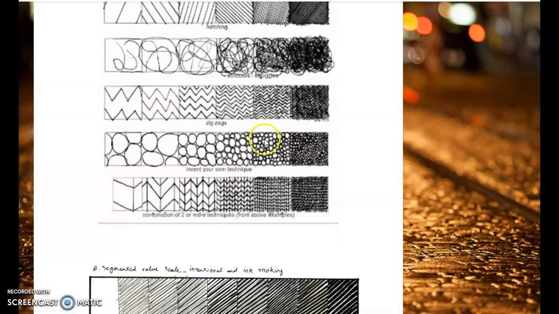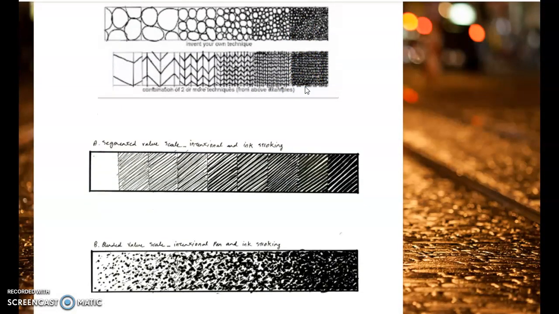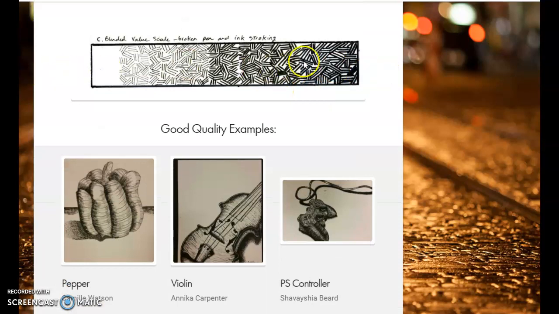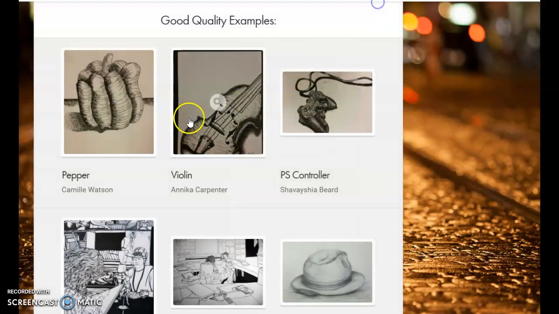All right, here's some value scales with some different pen textures in case you need some more practice. You did those small ones in the squares, but if you need more practice, you can do the full one. Here's some good quality examples from Richmond Senior students. So you can see here there's a pepper. They used just the lines, and then they used stippling for the shadow.